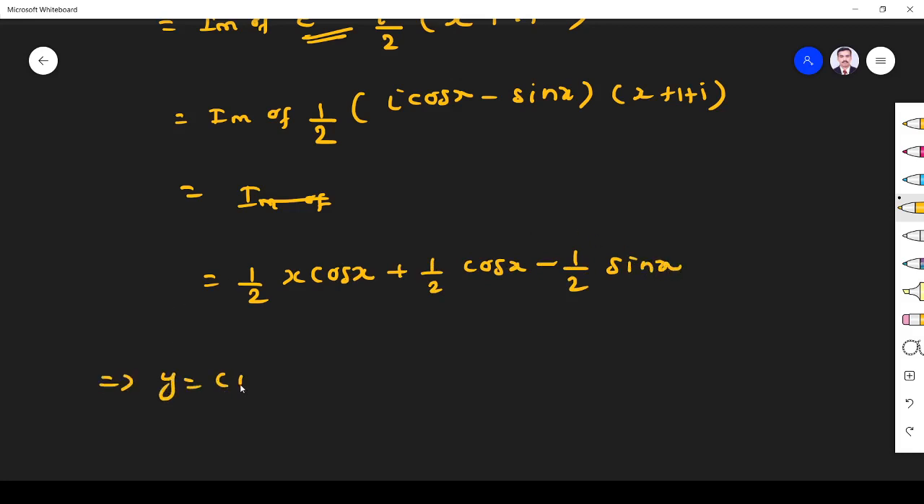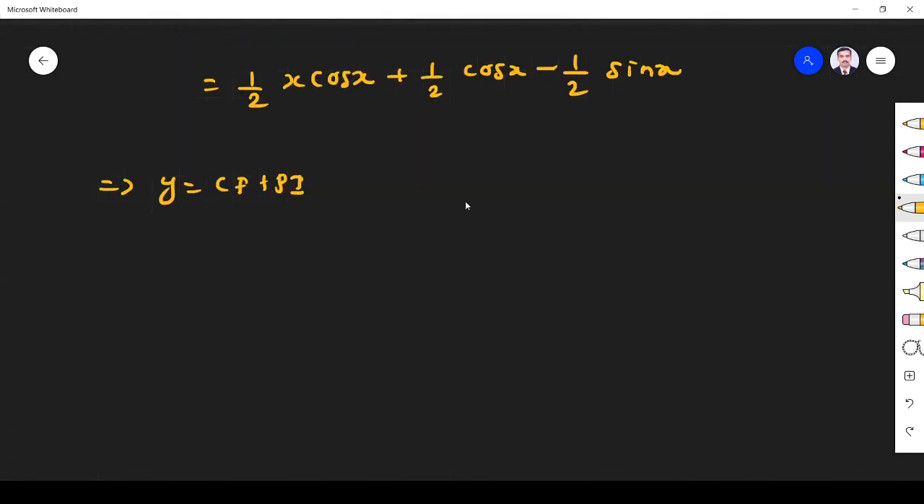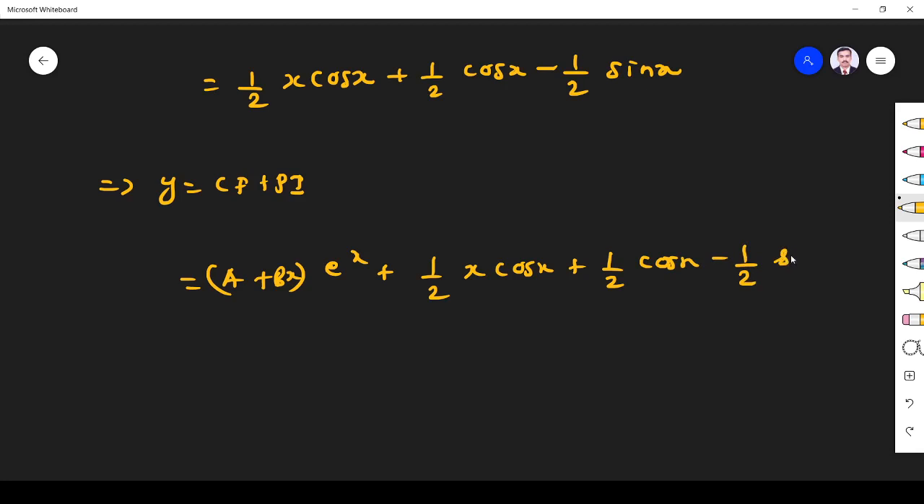So this implies y is equal to CF plus PI. Already we know CF is (a plus b x) e power x. Now PI is 1 by 2 x cos x plus 1 by 2 cos x minus 1 by 2 sin x. But don't worry, they won't ask such a big problem. The problem will be very simple in the competitive exam. First you understand the logic, that's enough.